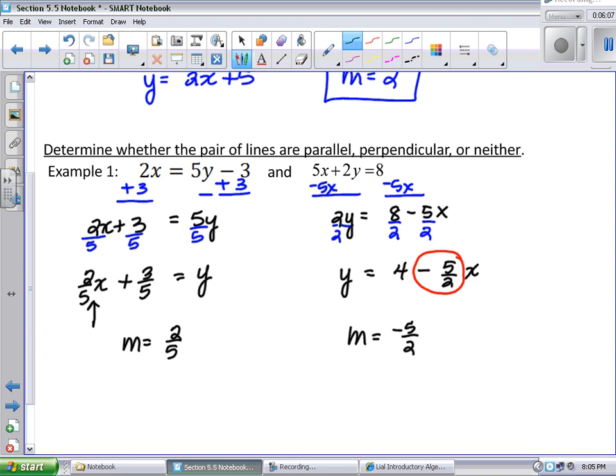So look at the two slopes, 2/5 and negative 5/2. These two lines are perpendicular because the slopes are negative reciprocals. One is positive, the other is negative. One is 2/5, the other is 5/2.